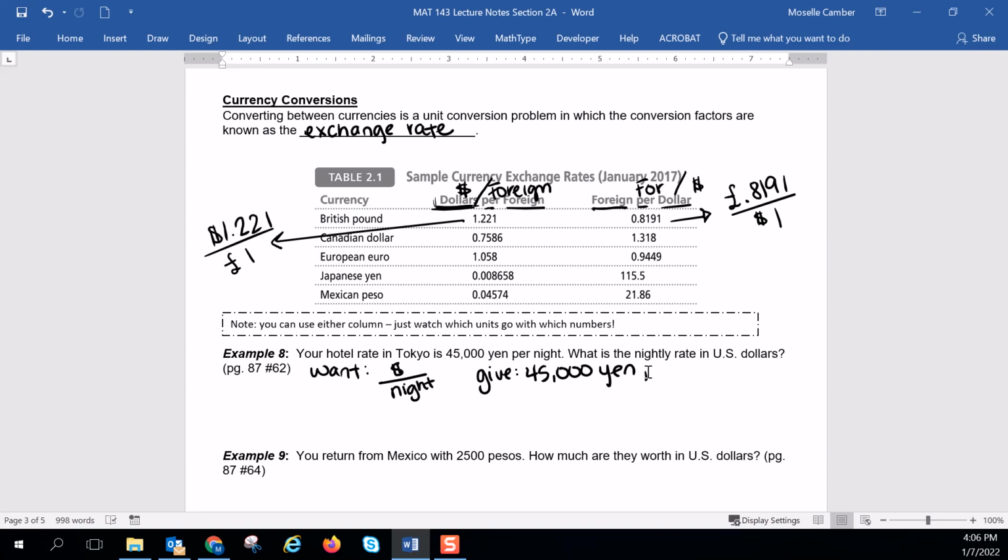And then if we go and look at our currency, we can use either one. Typically, I'm going to go with the one that is easier to write. This one, there's only 4 numbers and a dot. This one, there's 4, 5, 6, 7 numbers and a dot. So I'm going to go with this one just because it's easier to write. But again, you can use either one. So I know that there's 115.5. Now this one is foreign per dollar. So I'm going to put yen per $1.